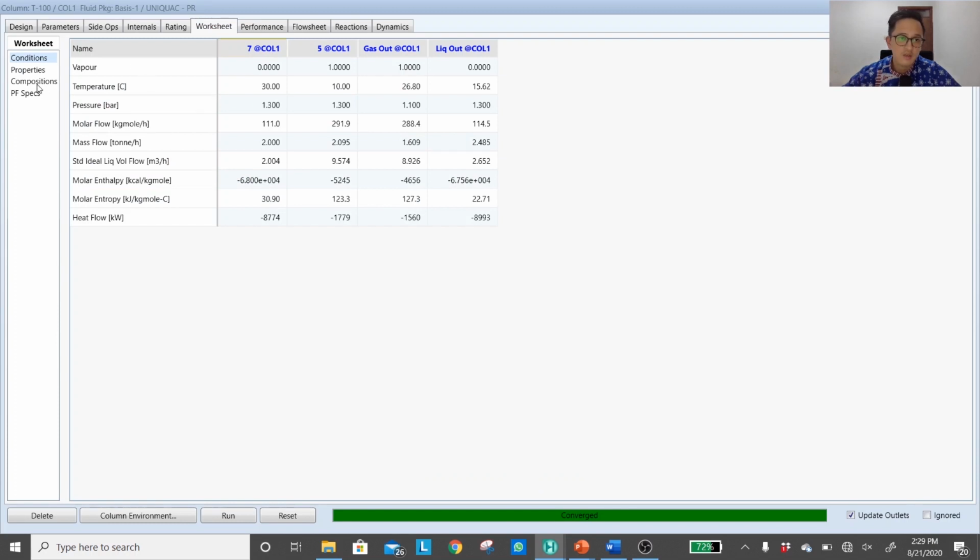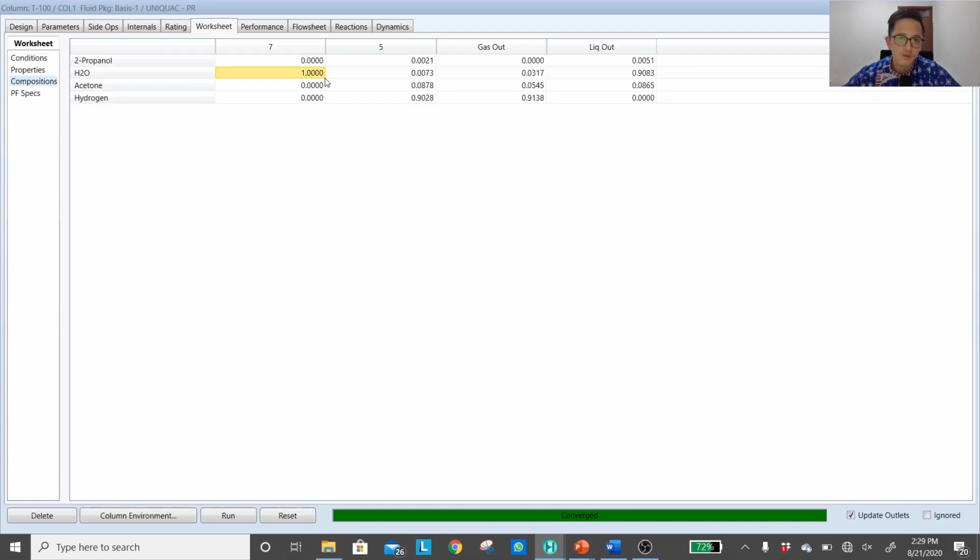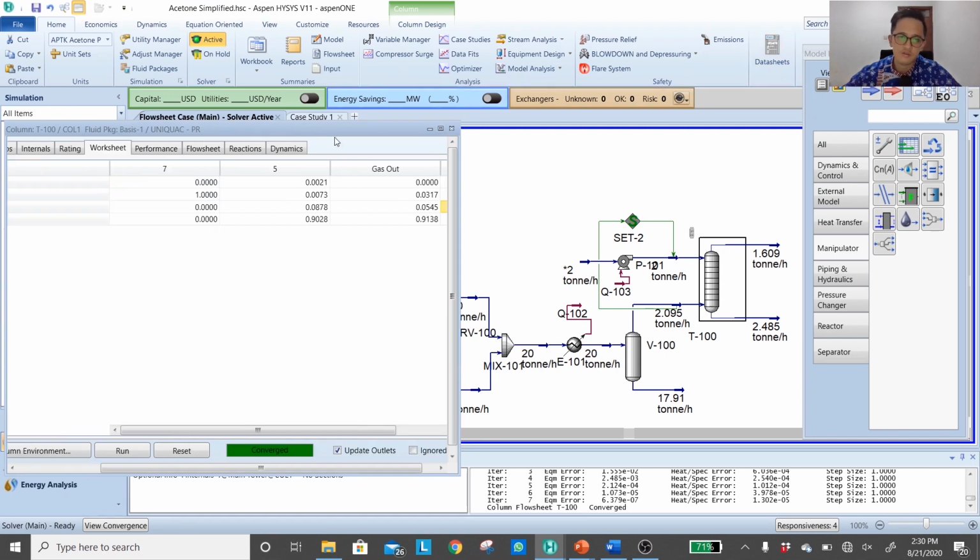In the worksheet you can check composition. Pure water to absorb 90% of hydrogen, and the result is now you get about 91% of hydrogen, and the acetone is recovered only slightly, from about 8.8% reduced to about 5.5%. Okay, and the results, the bottom liquid out will give us about 90% of water and contain about 8% of acetone. Again, it's a matter of optimization.